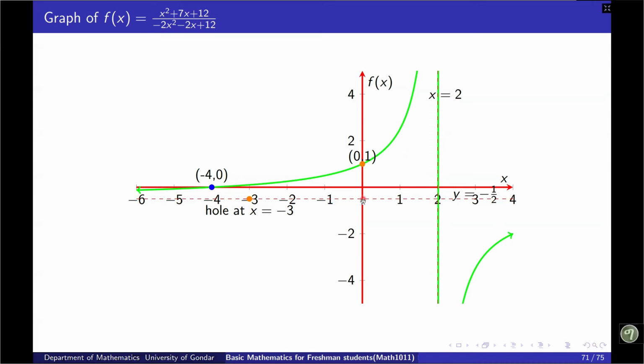And there is also a hole here, that is this hole, which is obtained at -3 and -1/10, I think -1/10, so that this is the hole. Therefore, this is the rough sketch or simply the graph of x squared plus 7x plus 12 over -2x squared minus 2x plus 12.